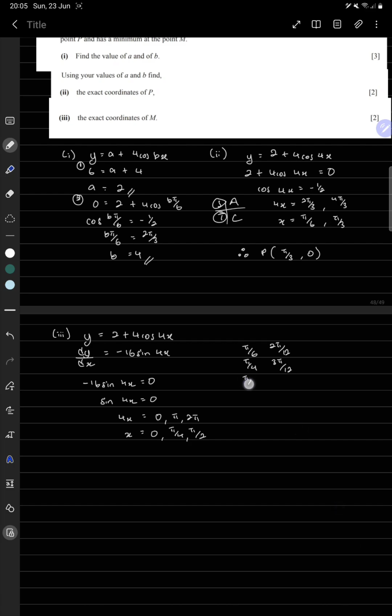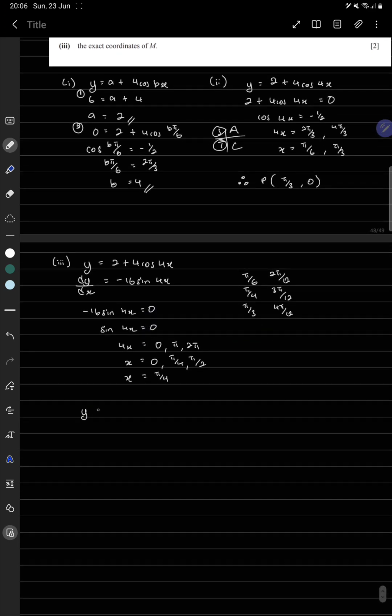Pi over 3, multiplying this by 4, is 4 pi over 12. So just nice, which means our answer for point M, not the final answer yet, the x coordinate, is pi over 4. Next, we need to find the y coordinate. The y coordinate is going to be 2 plus 4 cos of 4 times pi over 4. Basically it's just 2 plus 4 cos pi, and the answer here is going to be negative 2. So let's finalize: M is going to be (pi over 4, negative 2). There you go.